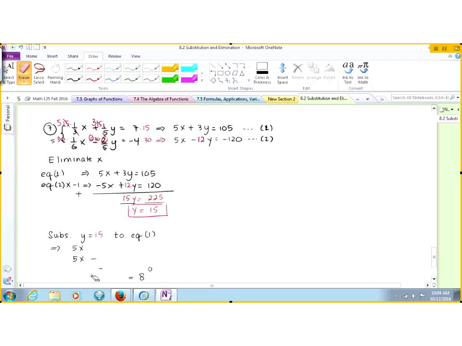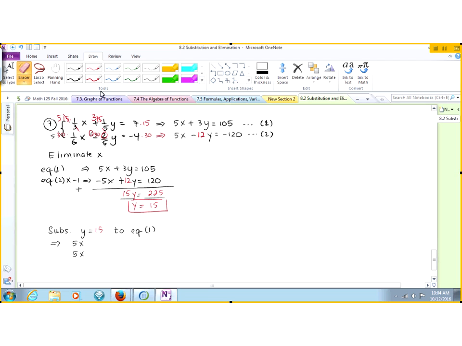No big deal. What do we do? We have an eraser, and then we erase. That's it. Then we do it again. So what's wrong with it? So 5x plus 3 times 15 is equal to 105. So 5x plus 45 is 105. Then subtract 45. What do I have? 60. So what is x? 12. Yep. So this is 12, comma 15.